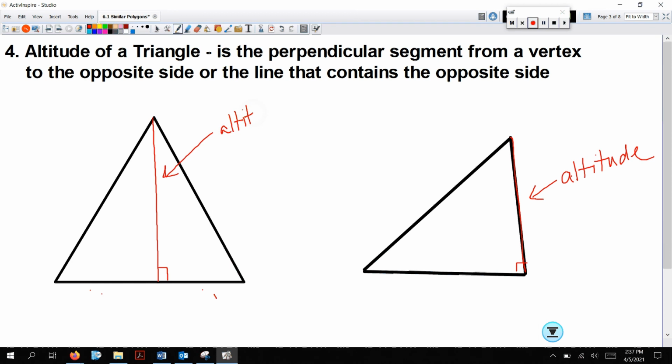Altitude. Okay, and it is perpendicular to the base. That is important.